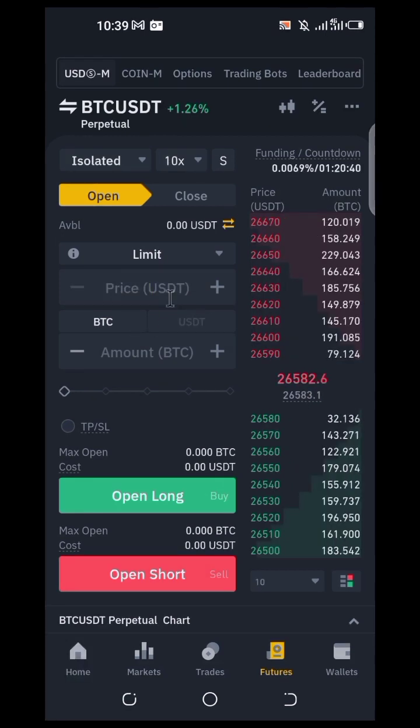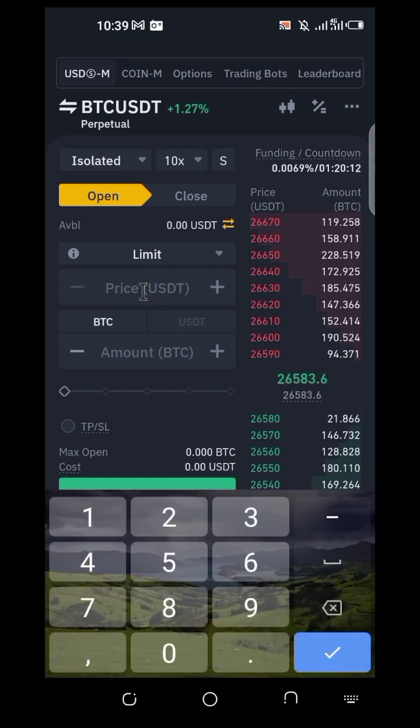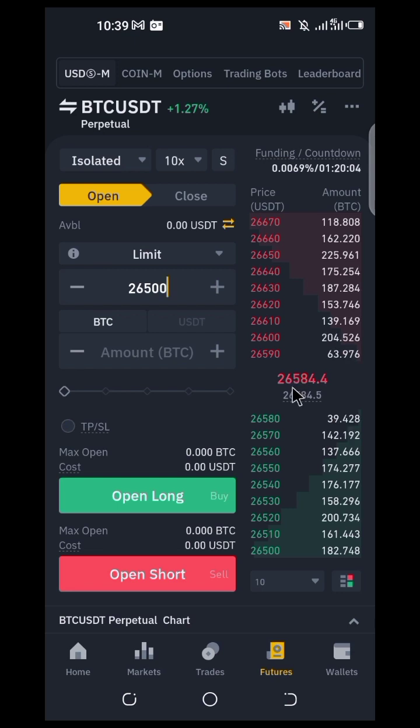So for example, if I want to open a position either short or long on BTC, the current price of BTC is 26,582 USDT. You understand? So that's the current price of BTC in the market, 26,582. So for example, if I want to buy when the price of BTC goes down, let's say 26,500, so this is where you enter your entry price. Okay, so you click on it this way, then you enter 26,500. So if I want to buy BTC when the price of BTC goes down to 26,500, I need to use my limit order.